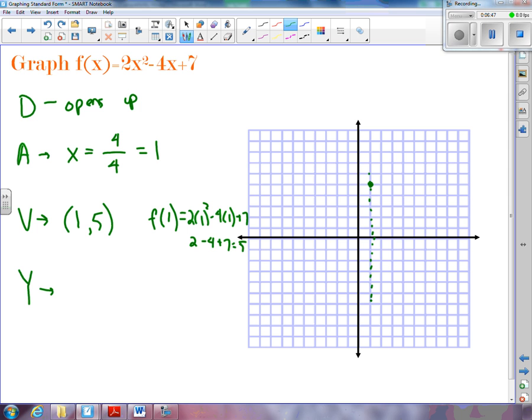All right, the next one is the y-intercept. All you ever have to do to find the y-intercept is plug in 0 for x. So here I get 2 times 0 squared minus 4 times 0 plus 7. Easy calculation. It's just 7. So I have the point (0, 7) on my graph.